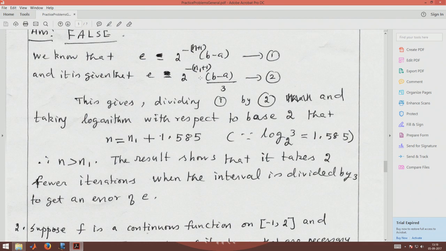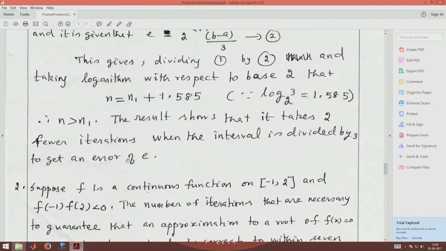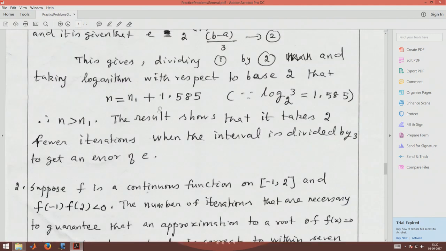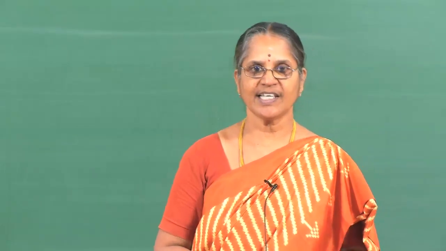But what is the error that you commit? It is the same E. So, I have written whatever is given in the problem. Now, I divide one by the other, and when I take logarithm with respect to base 2, n turns out to be n1 plus some quantity. So, n is greater than n1. The question says n1 is greater than n. No, the statement is therefore false. Why? Because of all this. So, you have to justify by giving the details of why you are saying that the statement is false.